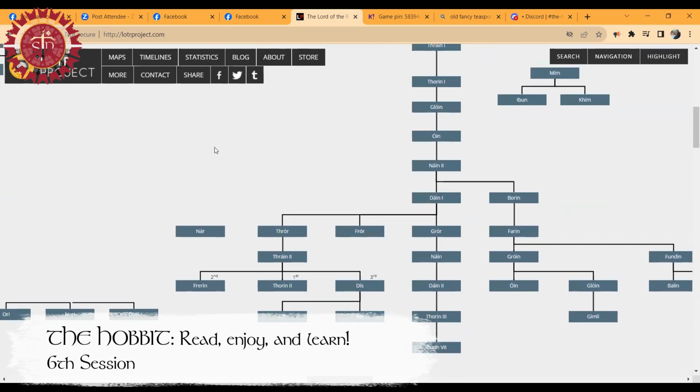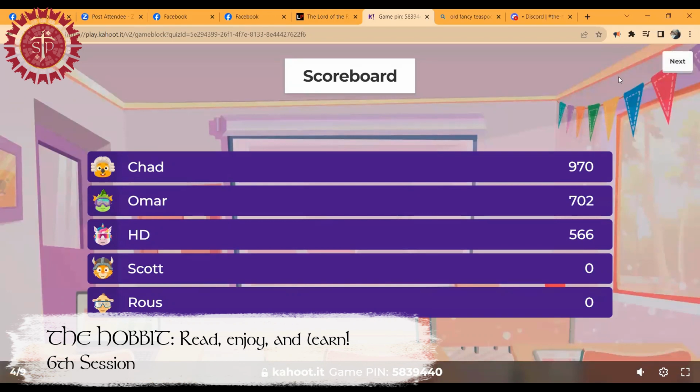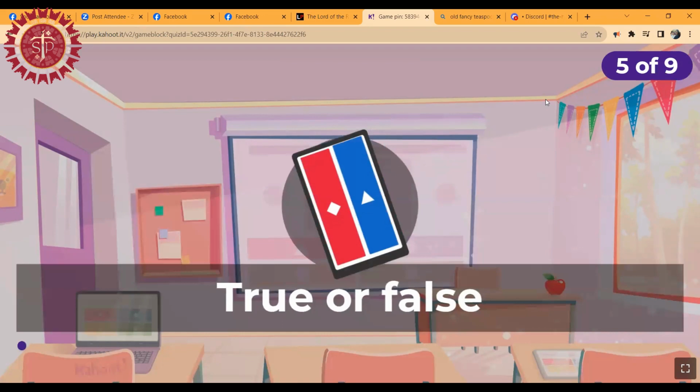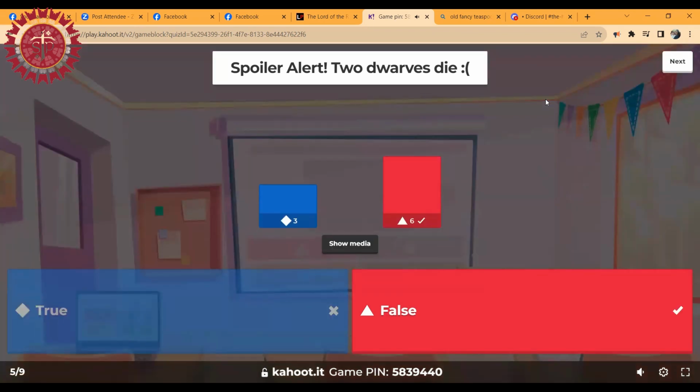Okay, here we are. Question. Very good. Nothing's moving. I need movement, people. True or false? Spoiler alert, because we haven't read this yet. Two dwarves die. It's false. It's not two. And I won't tell you how many because we're going to read it in a few moments.